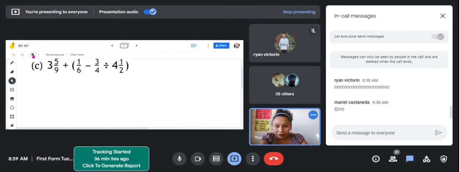All right. And C reads as follows: 3 and 5 ninths plus, in parentheses, 1/6 minus 3/4 divided by 4.5, close brackets. So what I'm going to be doing first is that I'm only going to be working with what is inside of the brackets, right? That is what I'm going to be doing first.